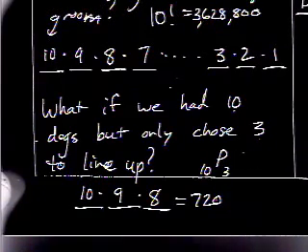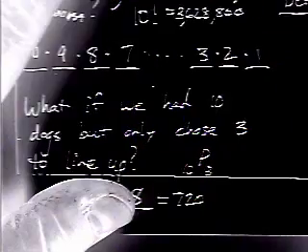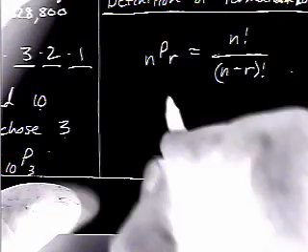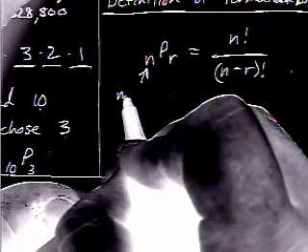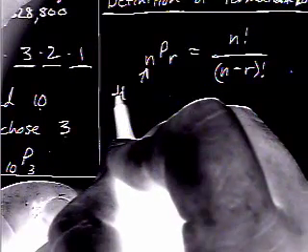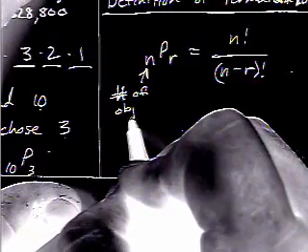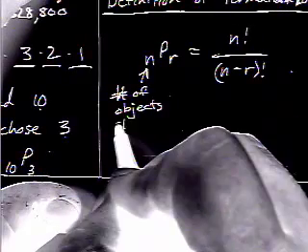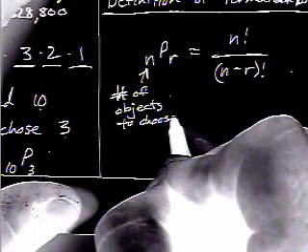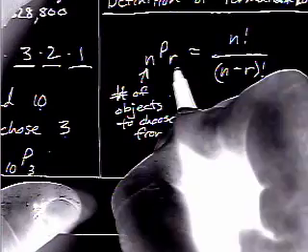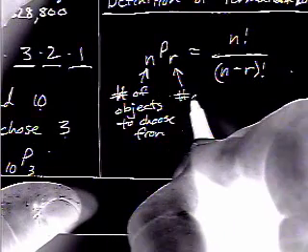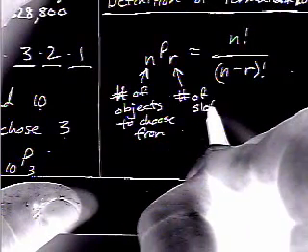Yes, our calculator can do that. But this represents the number of objects. Just put the number of objects to choose from. And this would be the number of slots to fill.